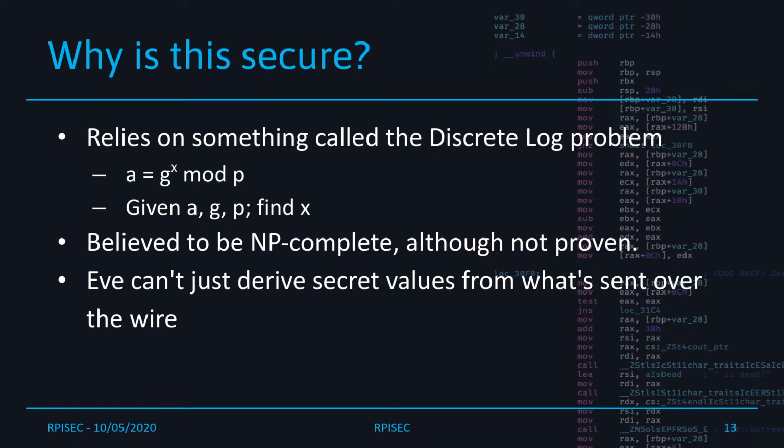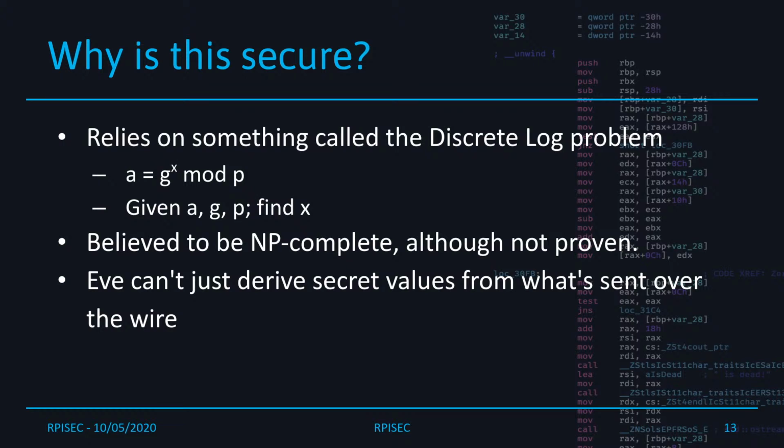So why is this secure? Well, like I mentioned, doing this, given the value sent over the wire, it's very hard to find the private exponent that was used. This is called the discrete log problem. So we have a value a, which is equal to g to the power x mod p, where p is prime. And if we're given a, g, and p, finding x is believed to be NP complete, although this hasn't actually been proven, but no polynomial time algorithm has been found to date that actually results in x in polynomial time.